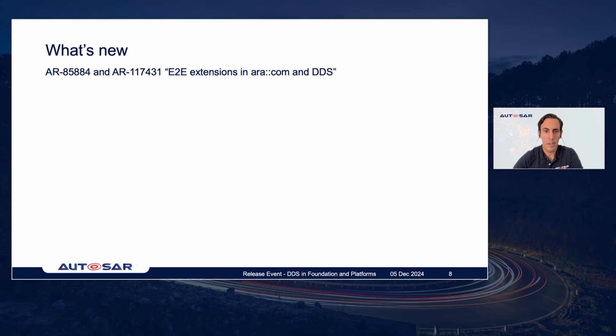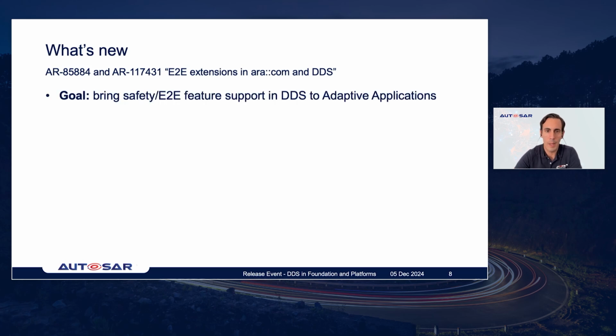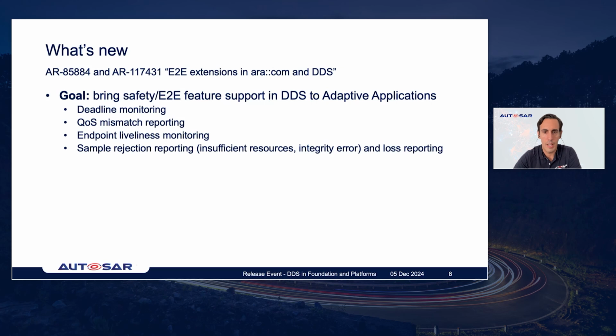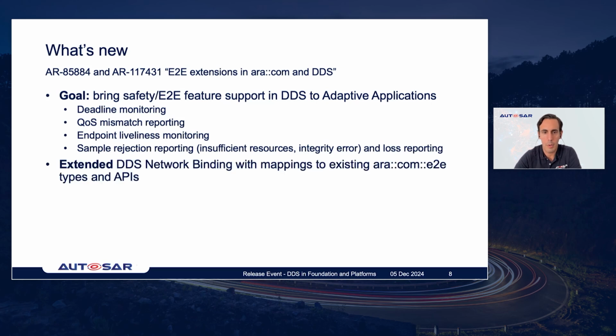Okay, so continuing with new features for DDS in this release 24.11, we have AR85884 and AR117431. And these two changes together, I have, let's say, informally titled end-to-end extensions in ara::com and DDS. So the goal of this set of changes is to bring safety and end-to-end protection feature support in DDS to adaptive applications. Things like deadline monitoring, QoS mismatch reporting, endpoint liveliness monitoring, sample rejection reporting, and loss reporting.